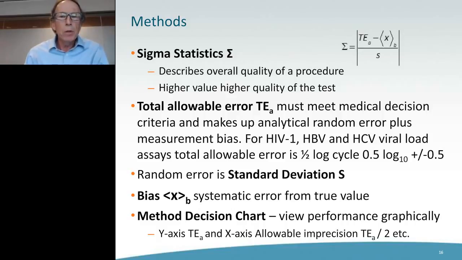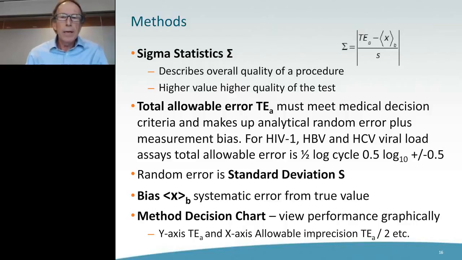So that's total allowable error, and then random error as shown as standard deviation S, or in some cases SD, and then bias is systematic error from the true value. Oftentimes this is difficult to calculate, so what is the true value? And I'll give you some examples on how we use that here at SeraCare.